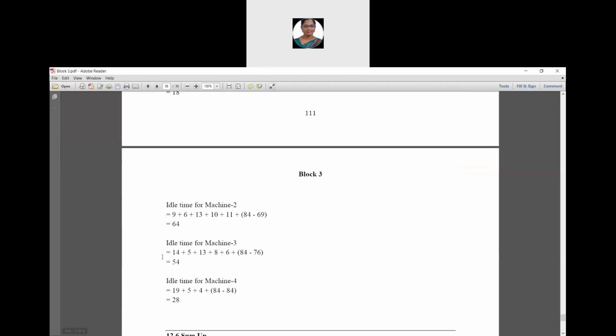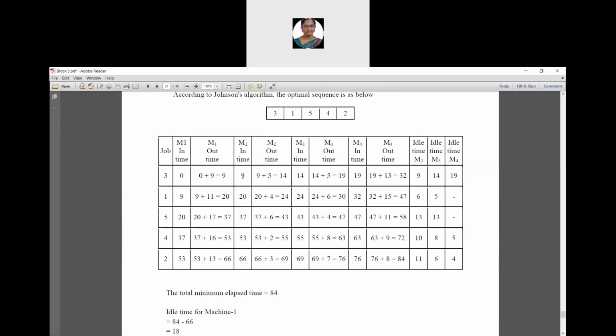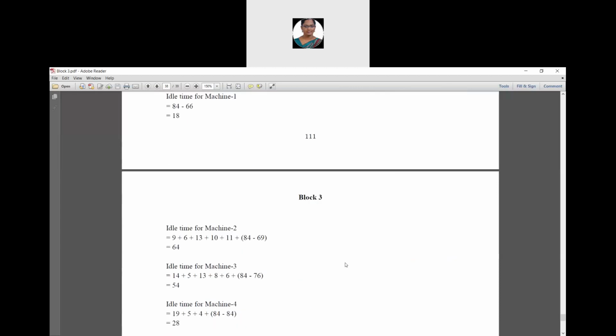Then the ideal time for machine 3. How can we calculate it? It is the first in value 14 plus the difference between 24 and 19 plus the difference between 43 and 30 plus the difference between 55 and 47 plus the difference between 69 and 63 plus the difference between total elapsed time 84 minus the last out value of machine 3, 76. So you will get 54.